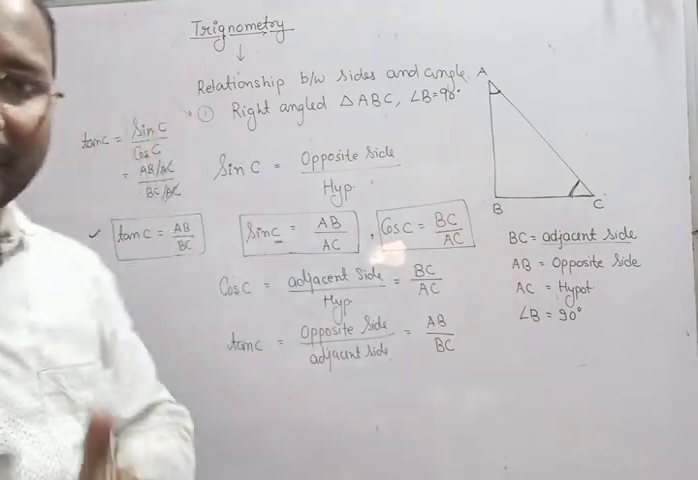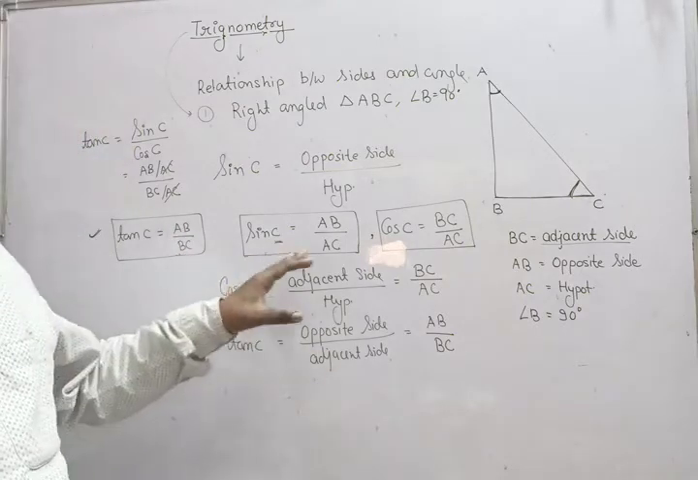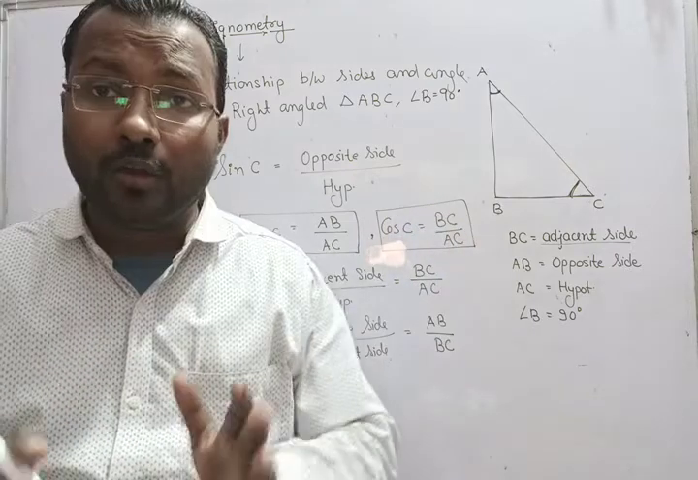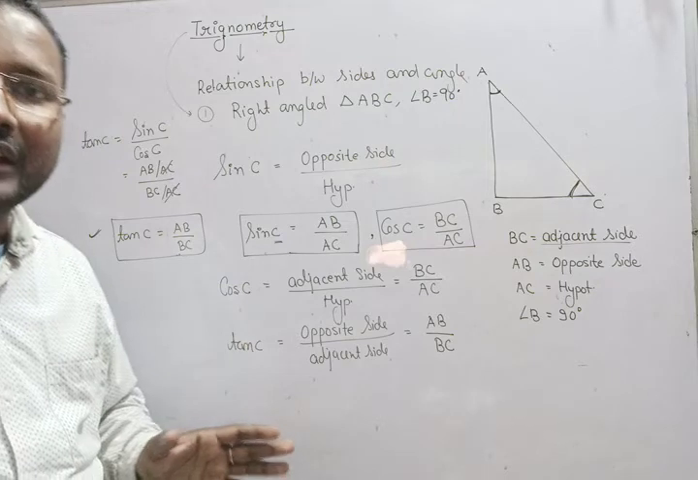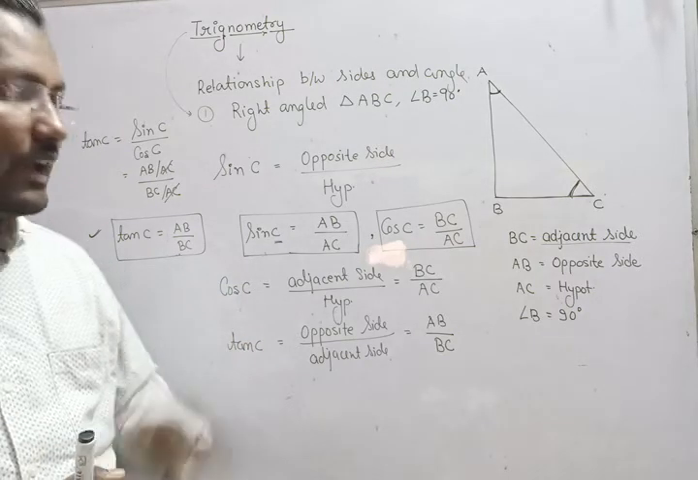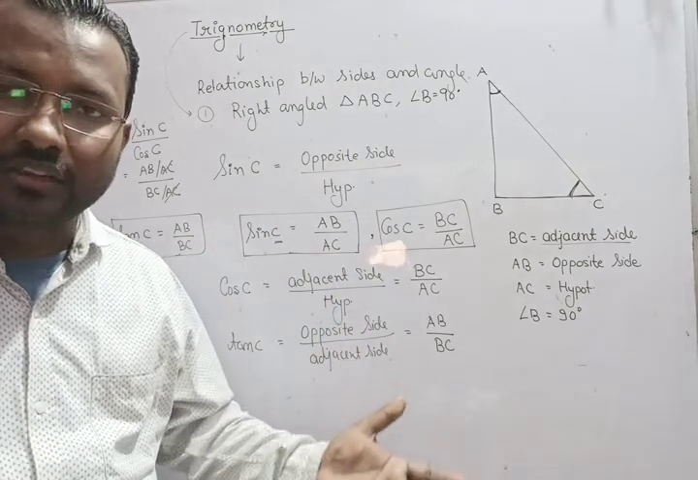Since I think the time is up, there are three identities we have discussed: sine, cos and tan about this right angle triangle. I hope you will be able to understand what I have taught you. In future, we will definitely try our best and discuss further about cot theta and cosec theta.